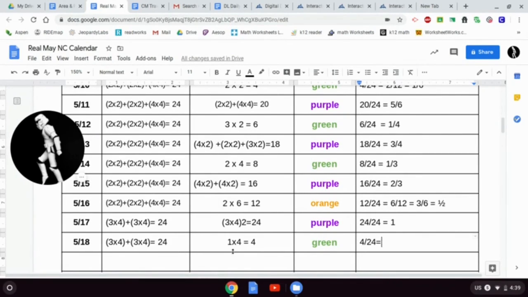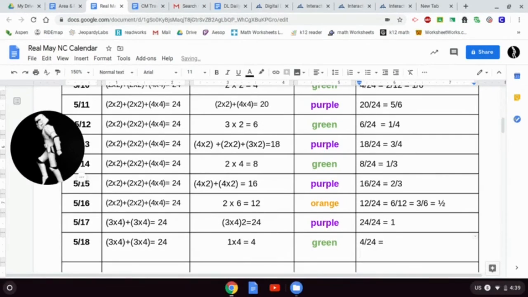It was super easy. It was one row with 4 blocks. It was a 1 by 4 array. It was green. Let's do some factors and simplify. To simplify 4 over 24, first we're going to need some common factors. What are the common factors that 24 and 4 have together?